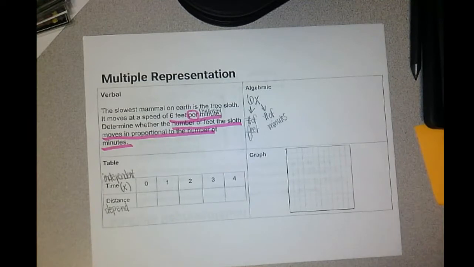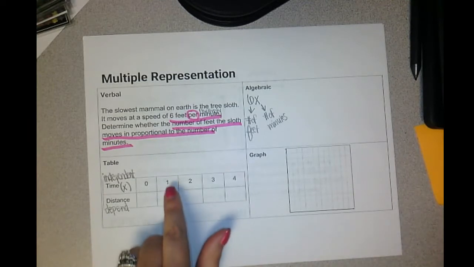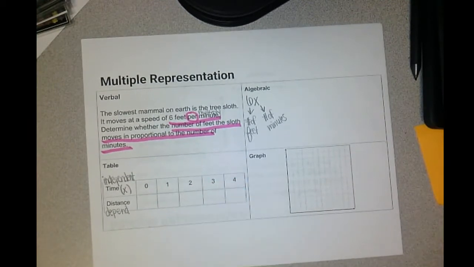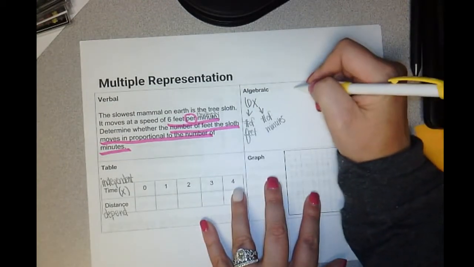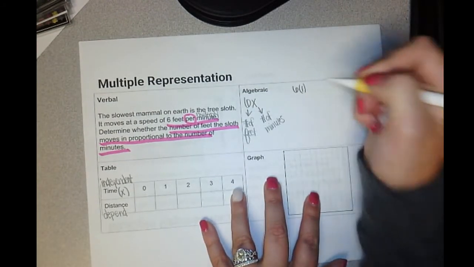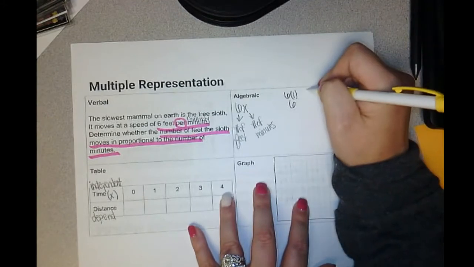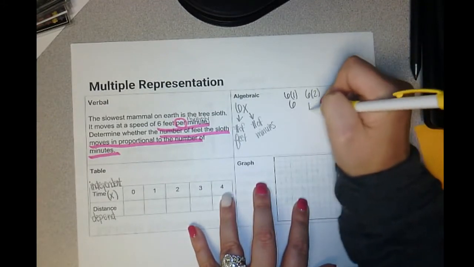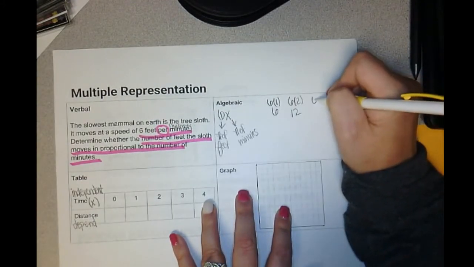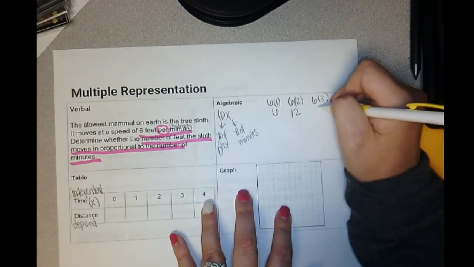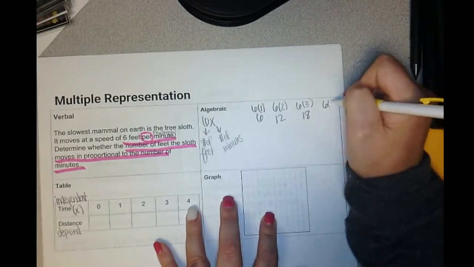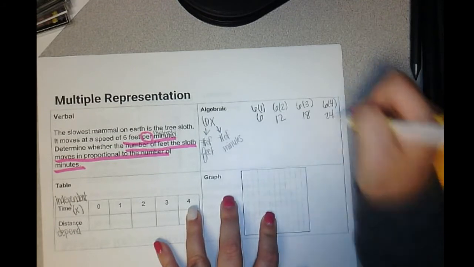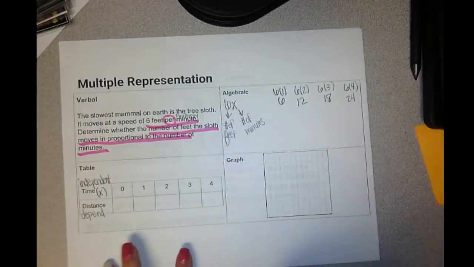Okay, so now if you look at our chart, we have 1, 2, 3, and 4 minutes to figure out. So you would do 6 times 1, which gives you 6. Then you would have 6 times 2. You would have 6 times 3. And you would have 6 times 4. So I'm going to come through and I'm going to fill that out in my chart.